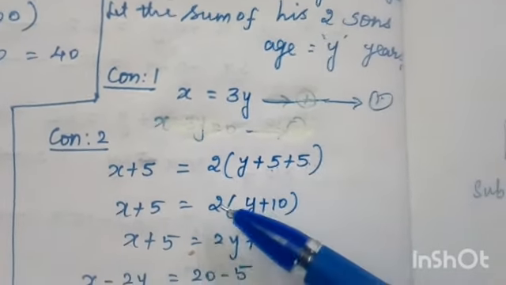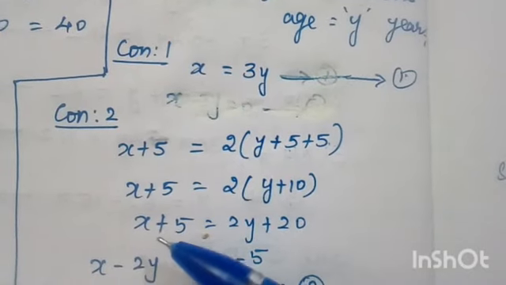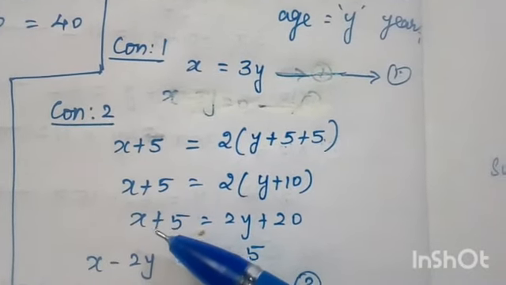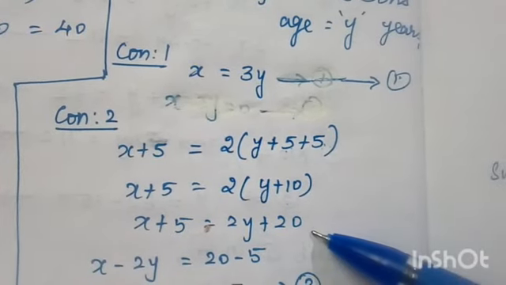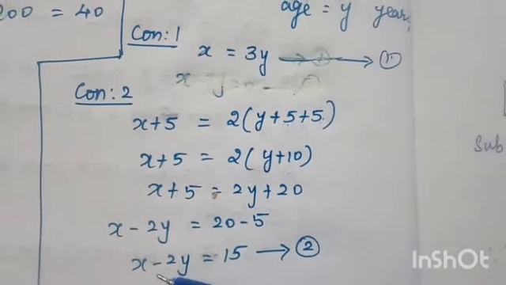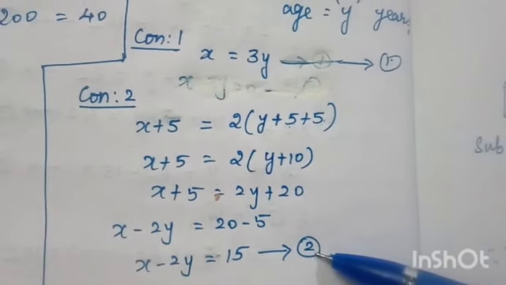So x plus 5 equals, taking the 2 inside, 2y plus 20. Now you have to arrange the variables on one side and the constants on the other side. So x minus 2y, and this 5 moves to the other side, so 20 minus 5. So x minus 2y equals 15. We call it equation number 2.